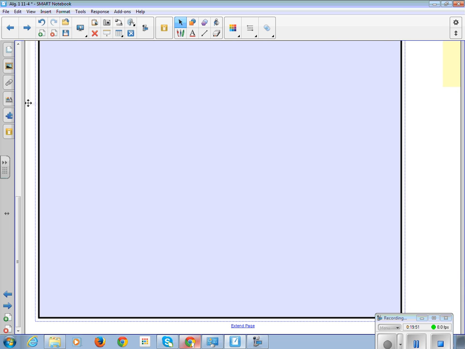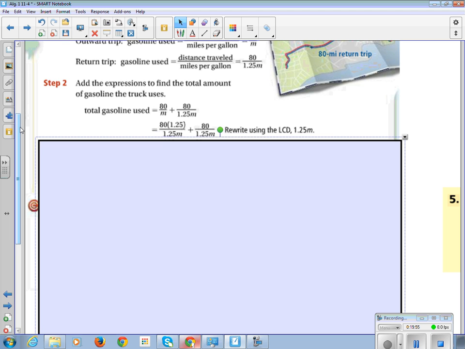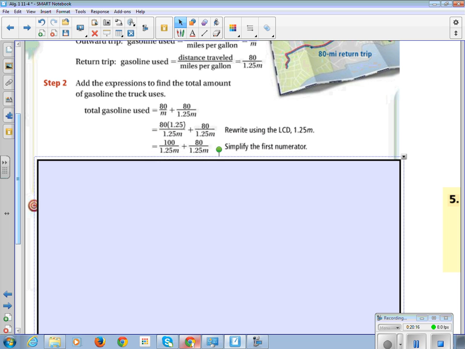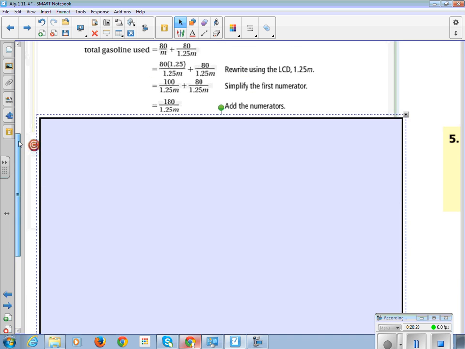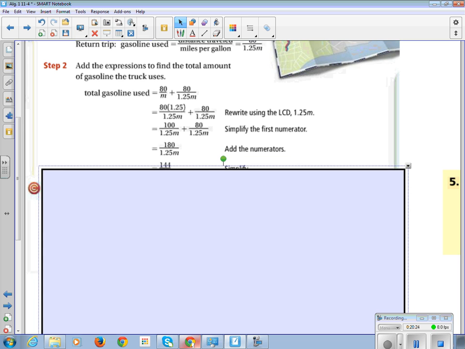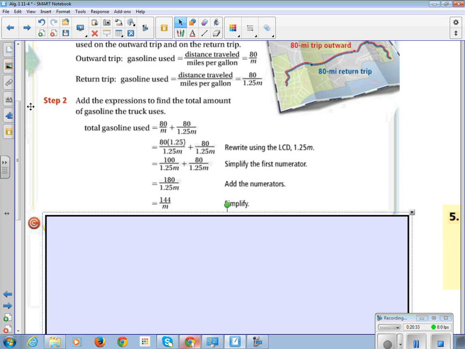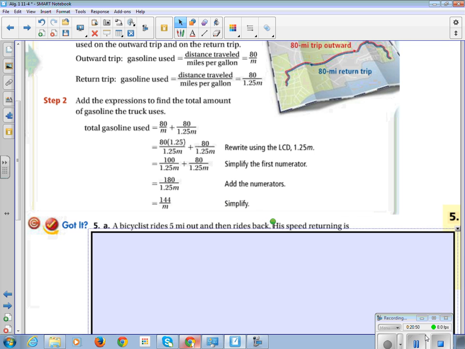So we want to find a common denominator. Both of them have M, but this first one is missing a 1.25. So we multiply the top and the bottom by 1.25. When we do that, we get 100 over 1.25M plus 80 over 1.25M. Add the tops together, and we get 180 over 1.25M. Our total answer is 144 over M, because 180 divided by 1.25 is 144. So whatever our gas mileage is, 144 divided by our gas mileage will be the amount of gas we use. All right, so let's see how that's going to apply to this problem here.